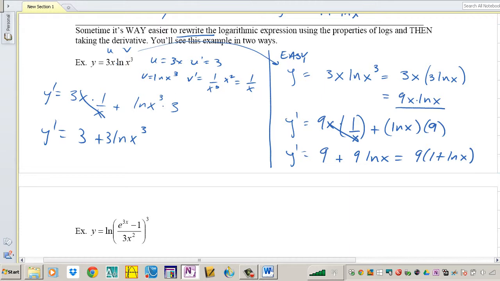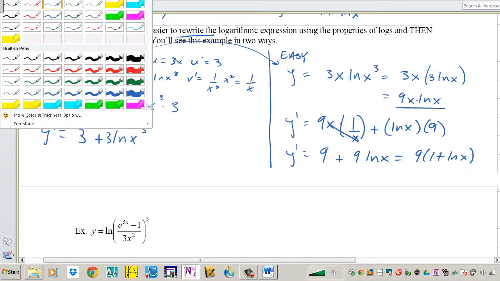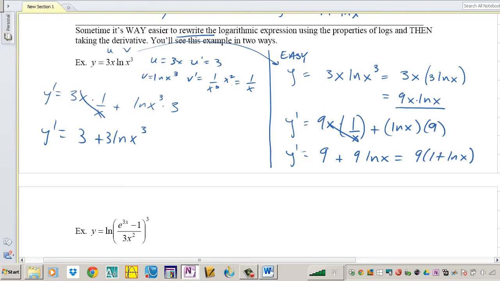Now, what do we do next? Well, oh, I messed up. So real quick, guys, I forgot to do the chain rule correctly. It's 3 times 3, so that means it's 3. There you go, 3, and then this becomes a 9.